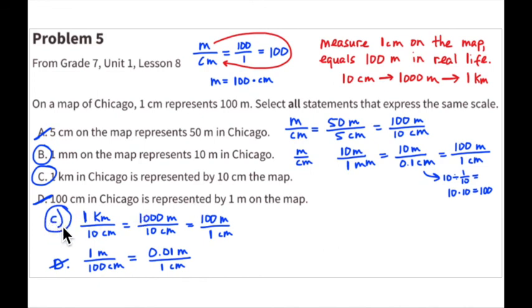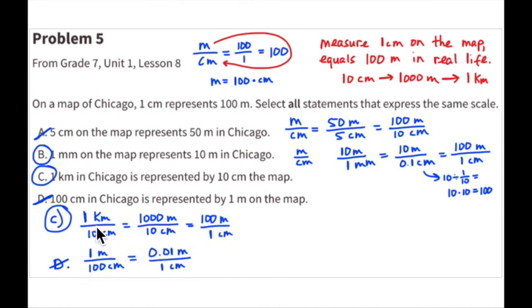C is 1 kilometer is represented by 10 centimeters. So this is C down here, 1 kilometer per 10 centimeters. Well, 1 kilometer is the same as 1,000 meters. Now I have to change this to 1 centimeter because that's what I'm starting with. If I divide 10 centimeters by 10, that's 1 centimeter, and 1,000 meters divided by 10 is 100 meters, and in fact that is the same scale. Measure 1 centimeter on the map, that's 100 meters in real life.